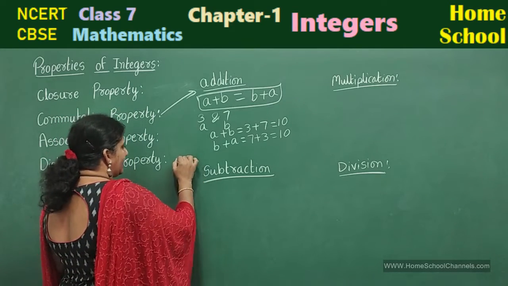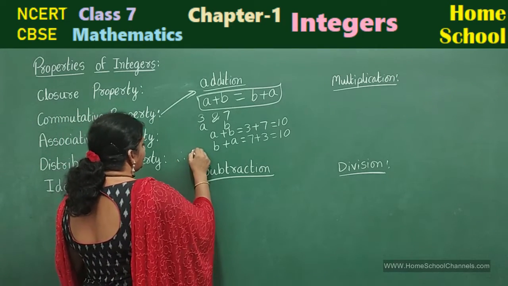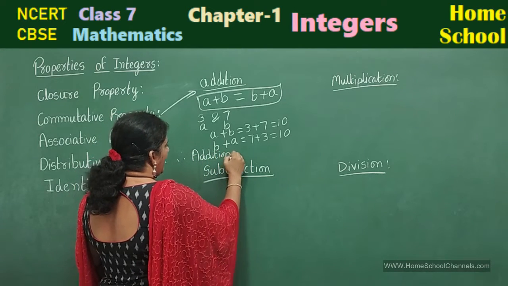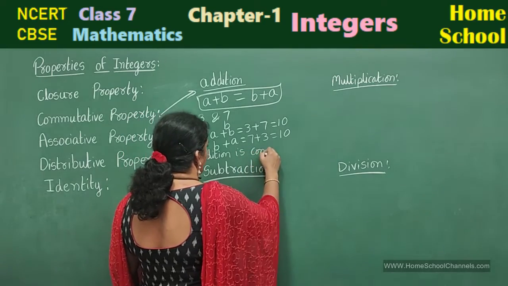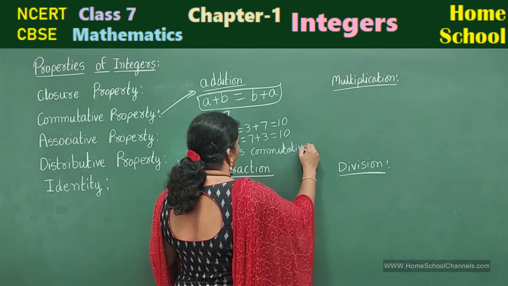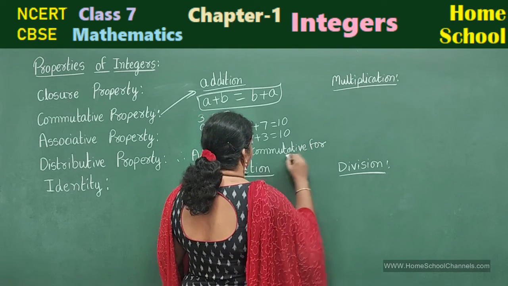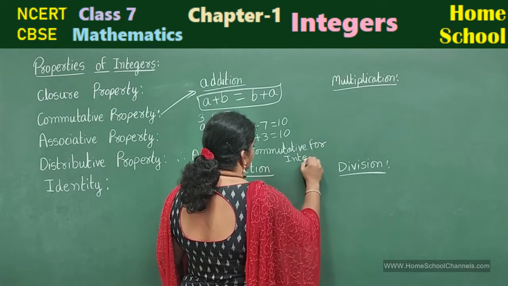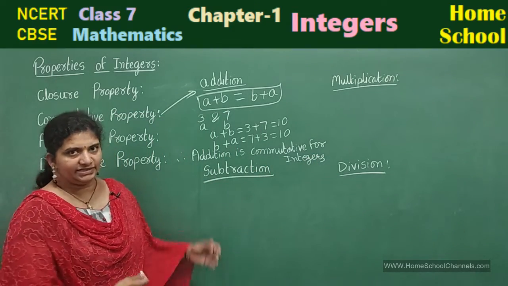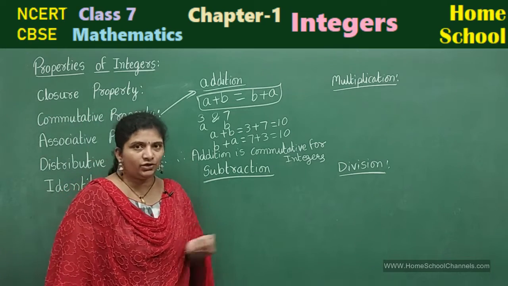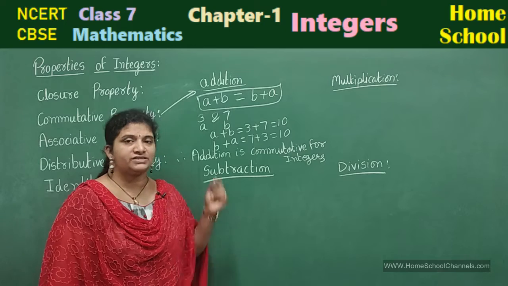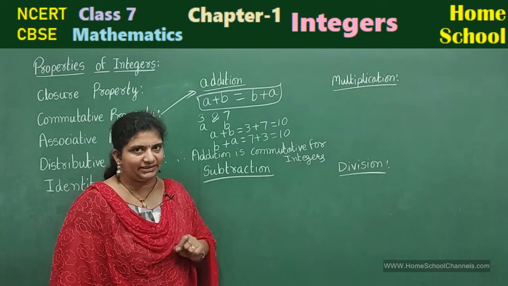This is commutative property under addition. How do we write the statement if we prove that? Addition is commutative for integers. If A and B are any two integers, A plus B is equal to B plus A. This is commutative property under addition.